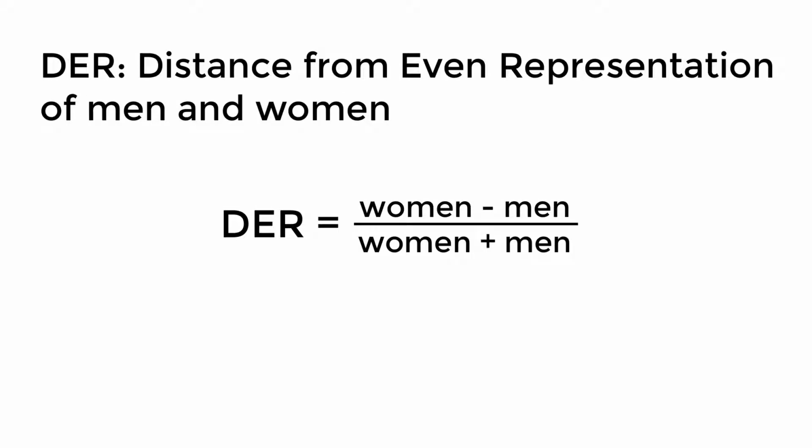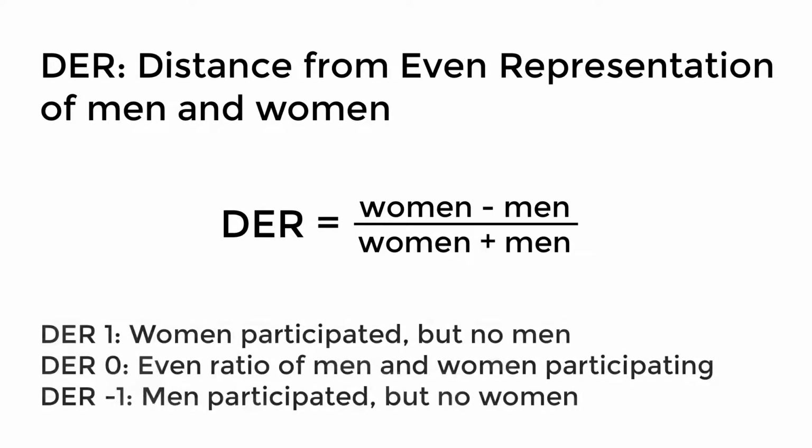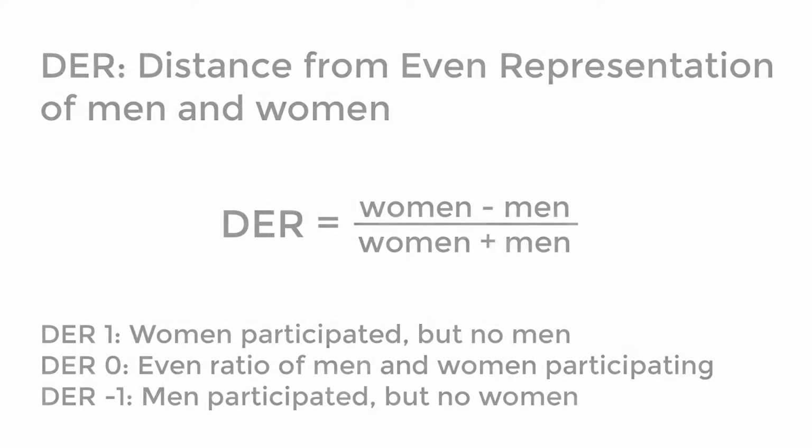To analyze this comparison, we developed a ratio metric called distance from even representation of men and women, DER for short. A DER of 0 means equal numbers of men and women participated in the research. -1 means there were men participating, but no women, and 1 means there were women, but no men.